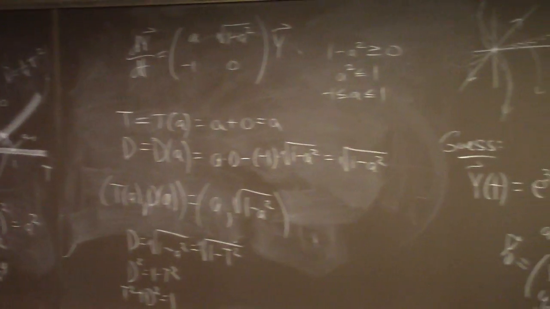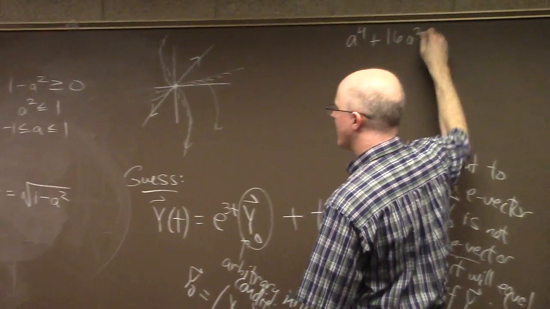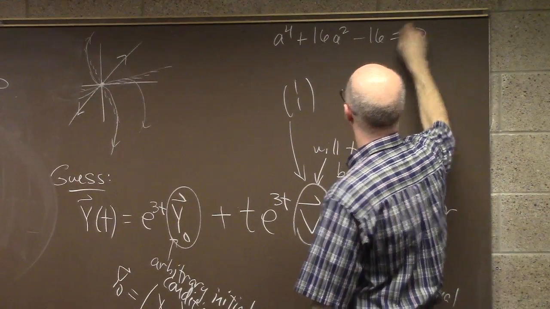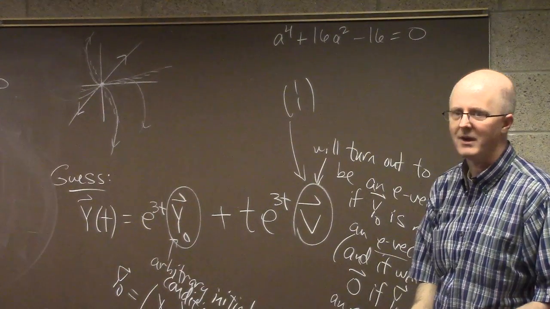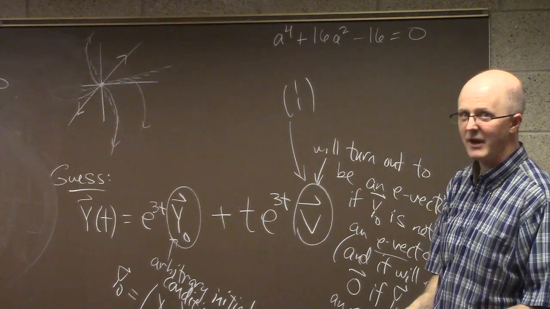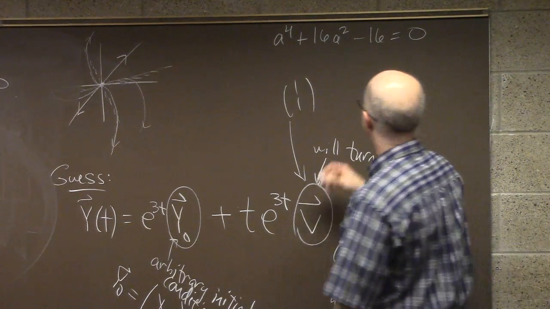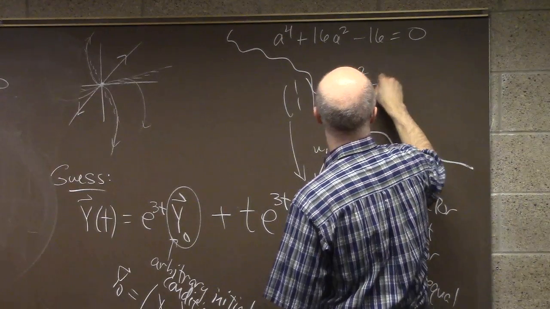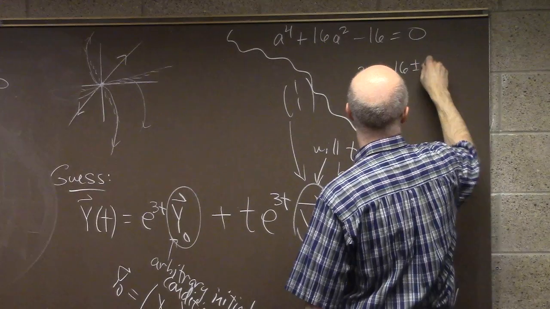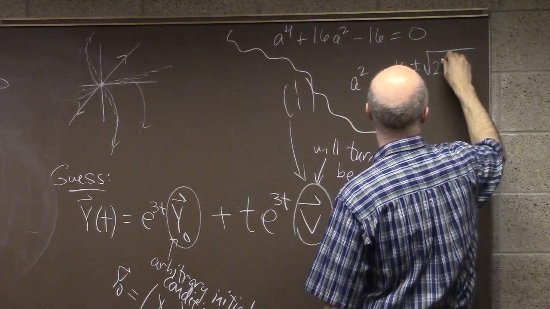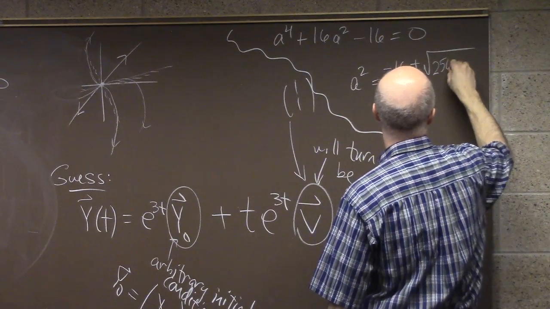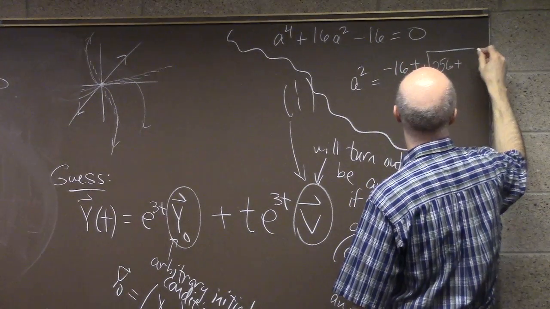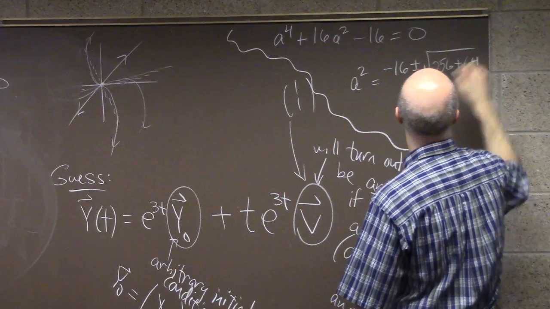A to the 4th plus 16a squared minus 16. Hoping I'm not making a mistake here. Does it look okay to everybody? Use the quadratic formula now. A squared will be negative 16 plus or minus square root of 16 squared, which is what, 256, minus 4 times 1 times negative 16, which is plus 64.